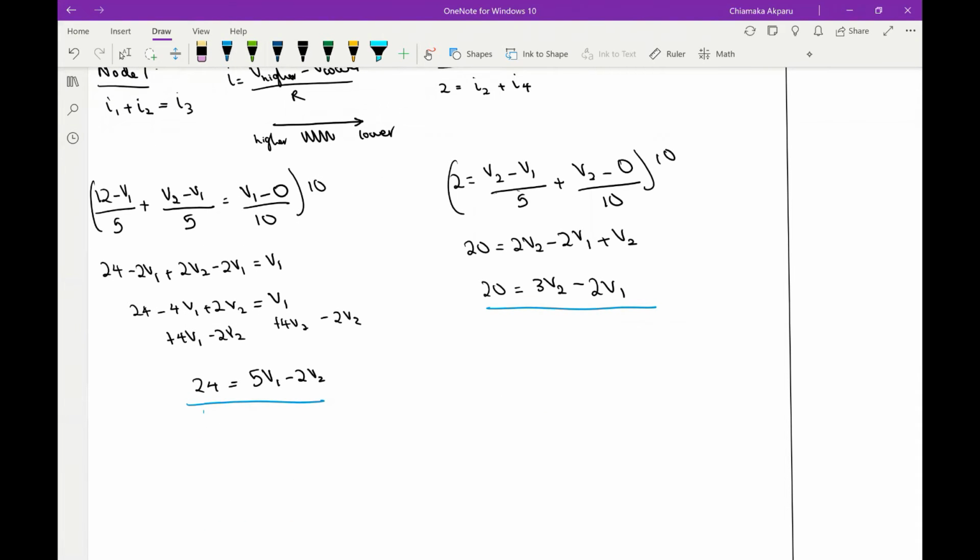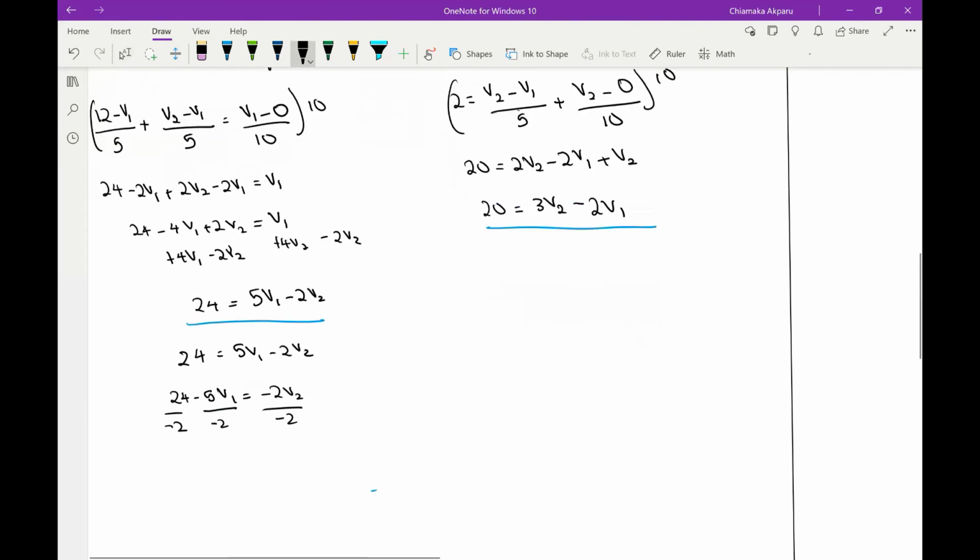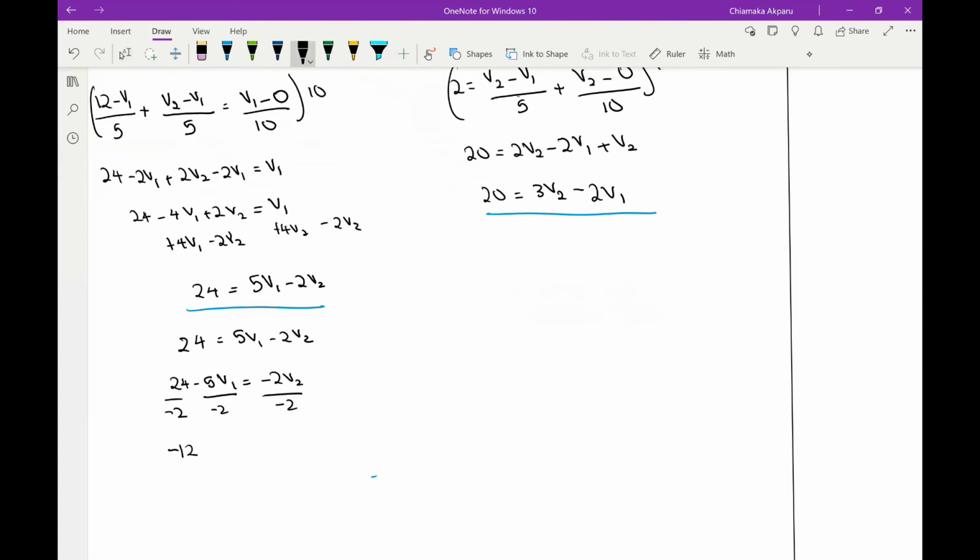First, we're going to use one step. We're going to solve for V2, and then we're going to plug that into the other equation. So let's start. Here we have 24 is equal to 5v1 minus 2v2. We're going to solve for v2, so we have 24 minus 5v1 equals minus 2v2. Divide everything by minus 2. Then we will have minus 12 plus 5 half v1. We're going to take this and plug it into this v2.